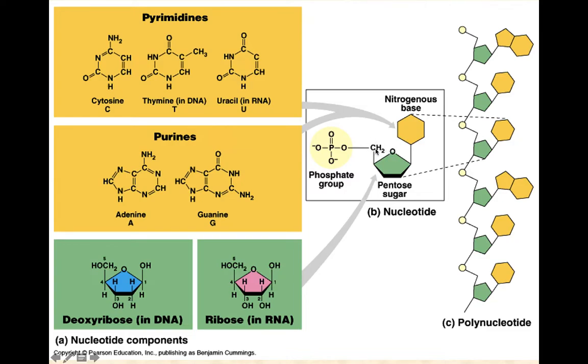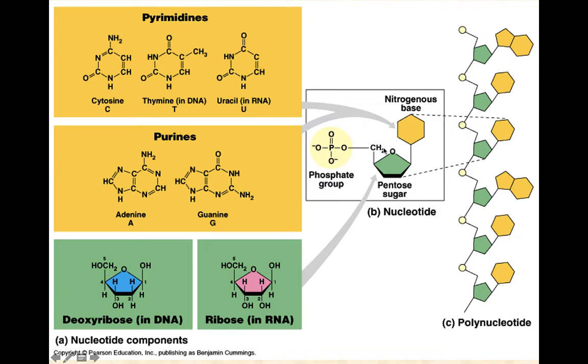Coming off of carbon number 5, you're going to have a phosphate group. And coming off of carbon number 1, you're going to attach one of these nitrogenous bases, the pyrimidines and the purines that we mentioned. In DNA, there are 4 different options for the nitrogenous base. Could be cytosine, thymine, adenine, or guanine. In RNA, the four options could be cytosine, uracil, adenine, or guanine. The thymine is not available in RNA, nor is uracil available in DNA.